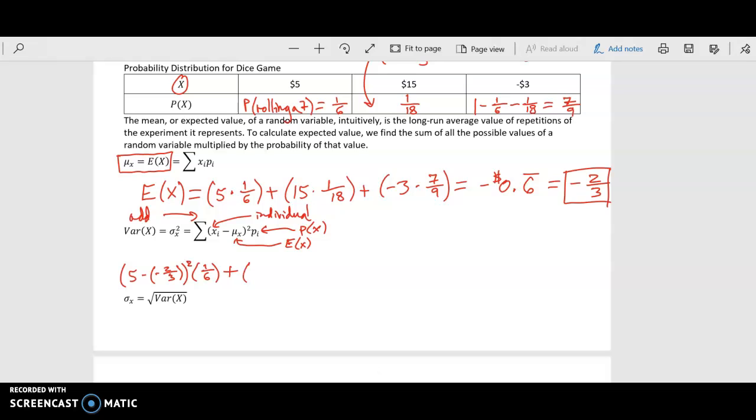The next one is 15 minus negative 2/3. The expected value doesn't change. Squared times its probability. Plus negative 3 minus negative 2/3. Squaring that difference, and we're multiplying it by its probability, which is 7/9.